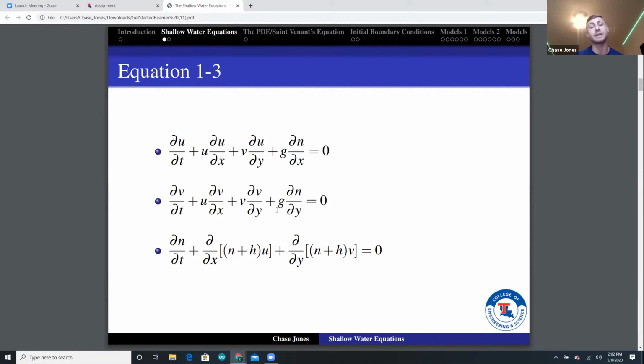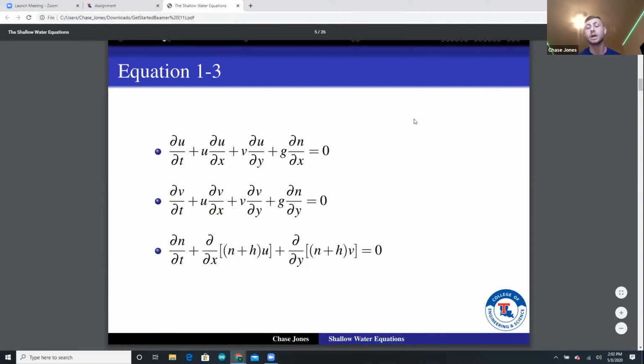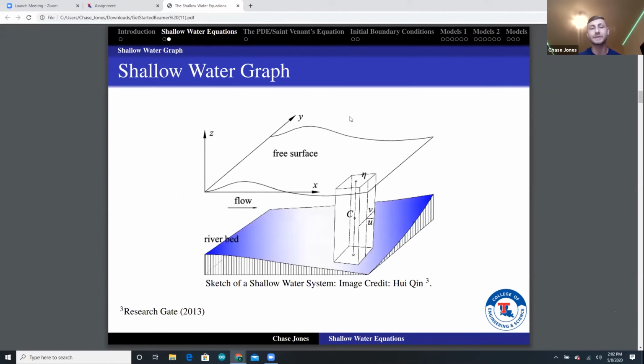And G is our gravitational constant. And T is the arbitrary time constant we impose on our system. So to get a more physical representation of what I'm talking about here, what is a parcel? In this diagram, the prism embedded, denoted C, is a parcel of water. This is our area of interest, okay?